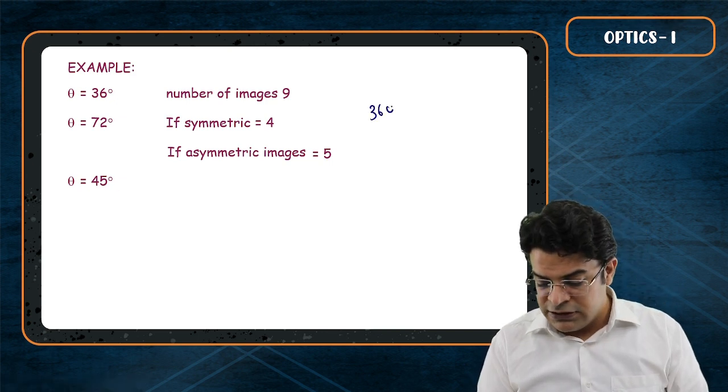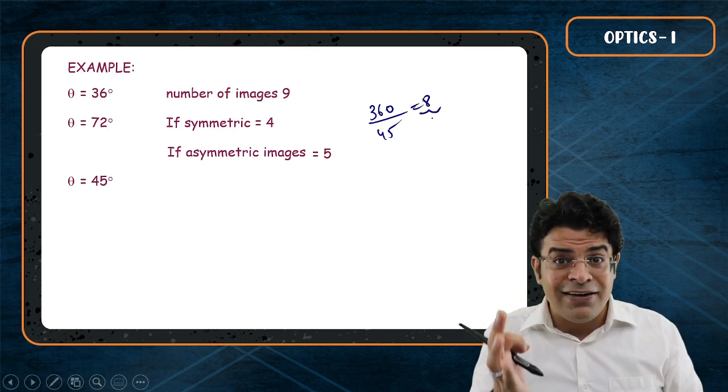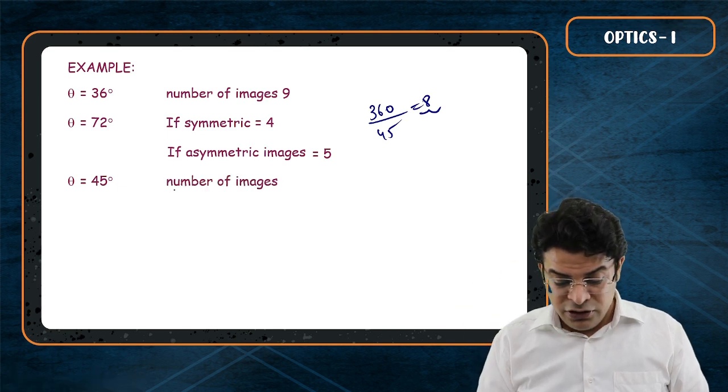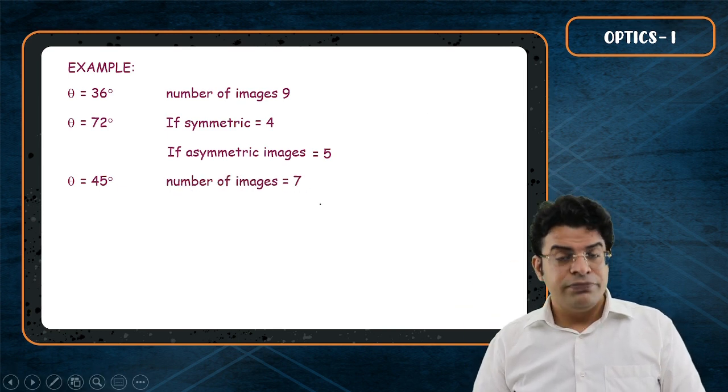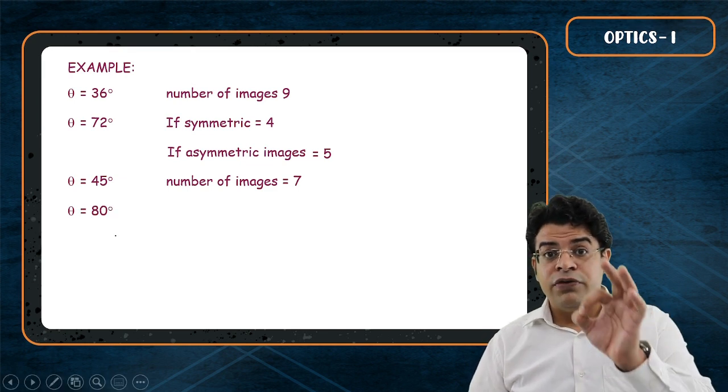So find out 360 by theta, 360 by 45, that comes out to be 8. You get an even integer, so the number of images has to be m minus 1, you will get 7. So you will say that the number of images will be 7. If you get theta equals 80 degrees, how many images will be formed?